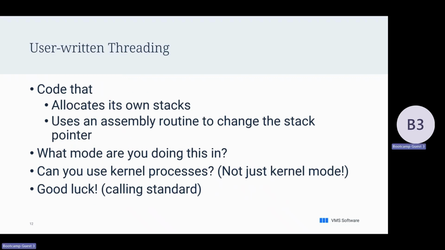Next one, user-written threading. If you have code that does its own threading, you allocate some memory for additional stacks, and then you have some assembly routine to save the registers to the stack, switch the stack pointer to your alternate stack, and load registers again. You're going to have to rewrite this completely, because however you did it on Itanium or on Alpha, I can guarantee you it will look different on x86.